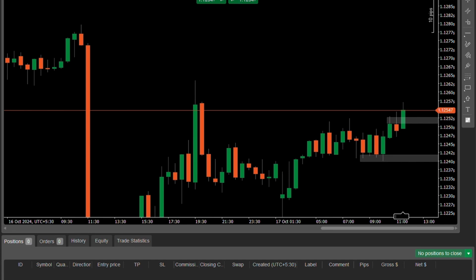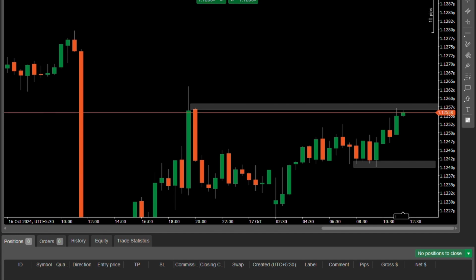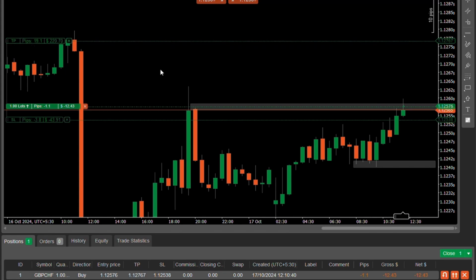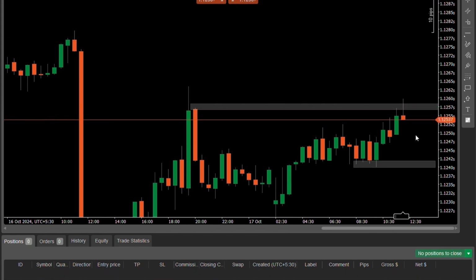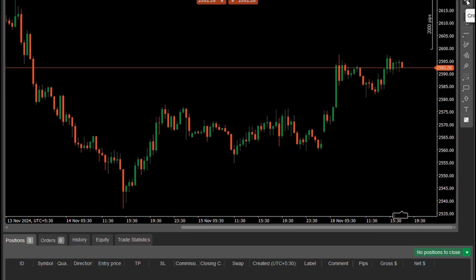Okay, let's draw resistance here. If the candle closes above, I will take a buy. Adjust this resistance to here because this is valid. Okay, let's take the buy. Stop loss at the current candle low. See, our stop loss triggered. That's why I don't trade pairs like these. Let's move to the next example.